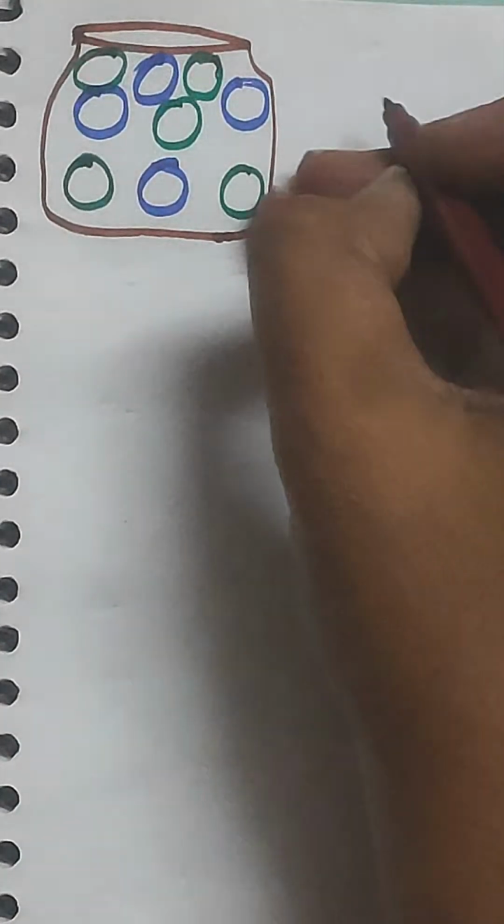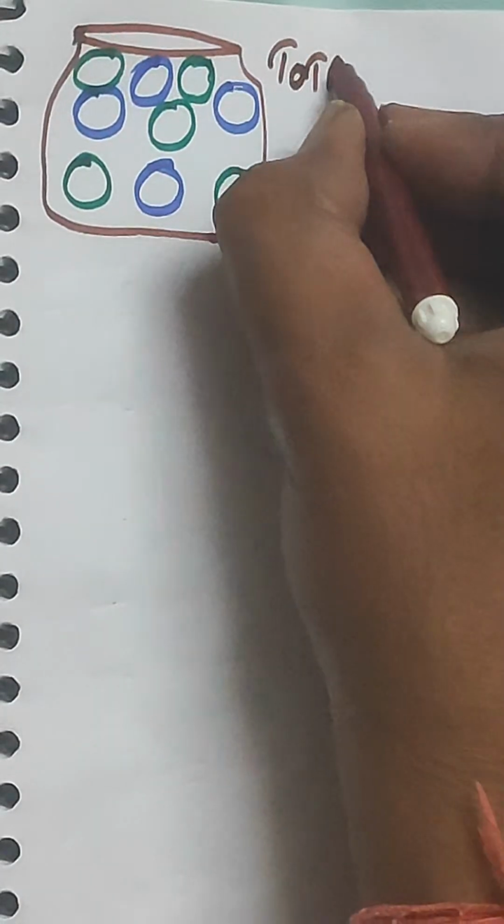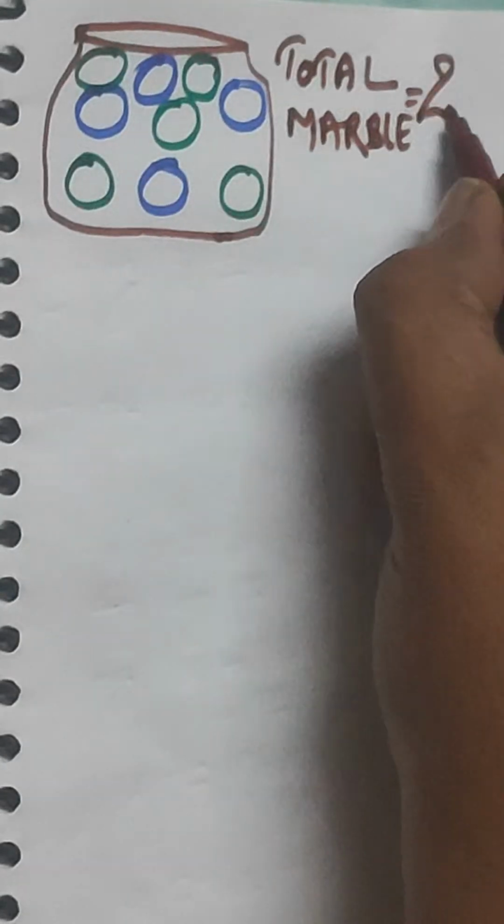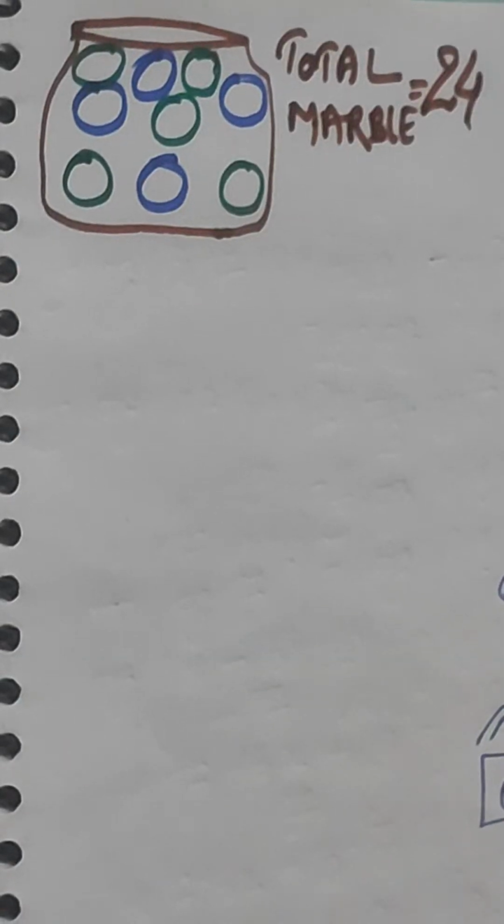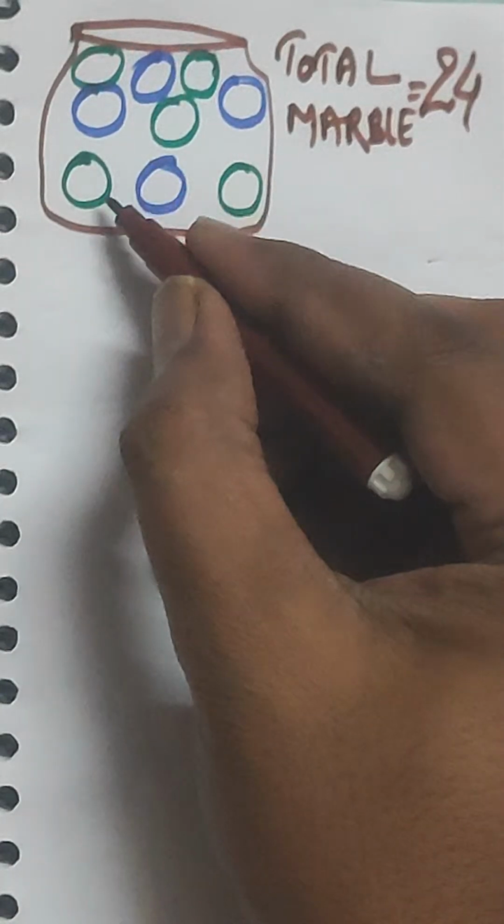So the total number of marbles in this question is nothing but 24. Total marbles is 24. In the question, another piece of data is given: some are green, some are blue, and if a marble is drawn at random from the jar, the probability that it is green is 2 by 3, right? So what is the probability?